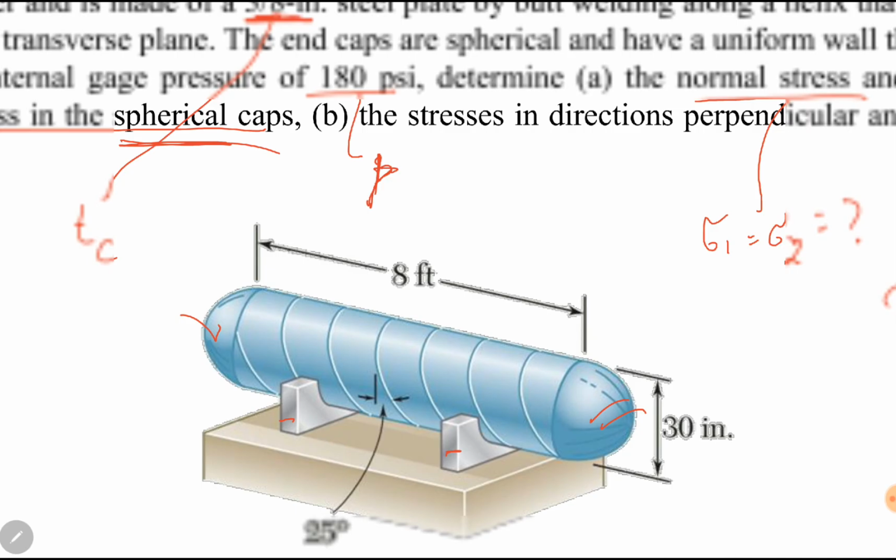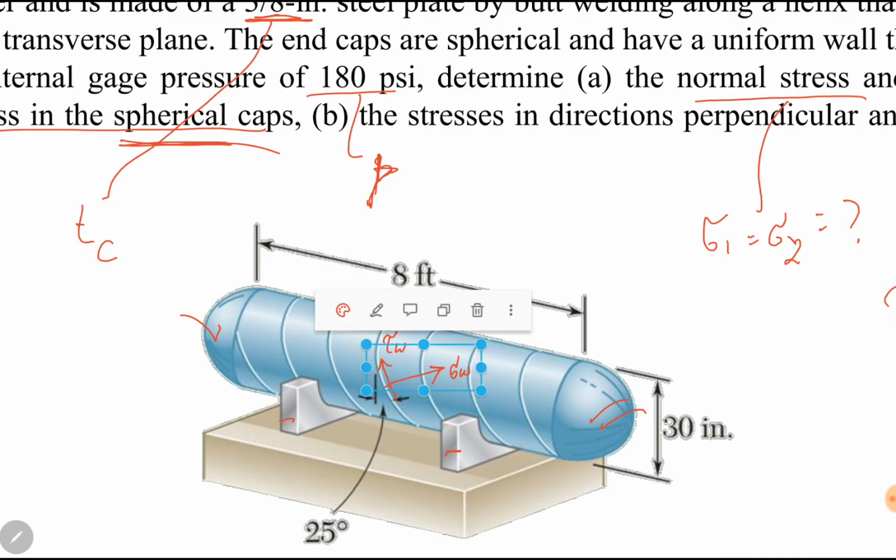For that we need to find stresses in the cylinder. In the cylinder we can find sigma 1 and sigma 2. Okay, so let us move.